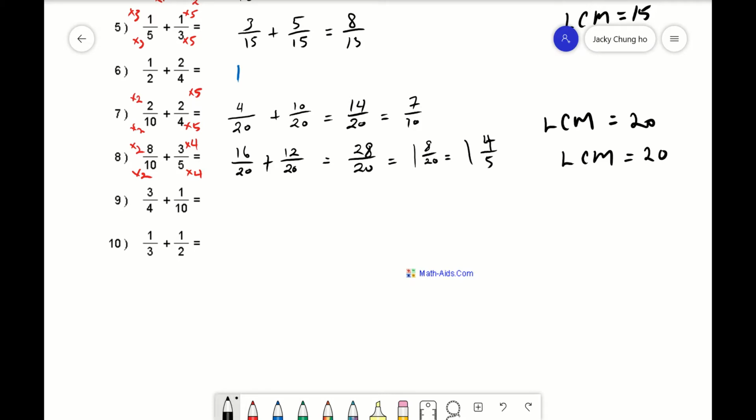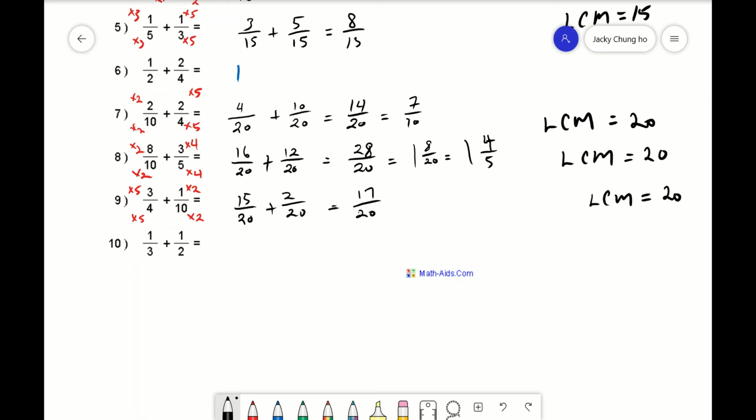Number 9, I have 3 over 4 plus 1 over 10, so the LCM will be 20 again. 4 times 5 will get you to 20. 10 times 2 will get you to 20 as well. So 3 times 5 is 15 over 20 plus 1 times 2 is 2 over 20. So you will have 17 over 20.